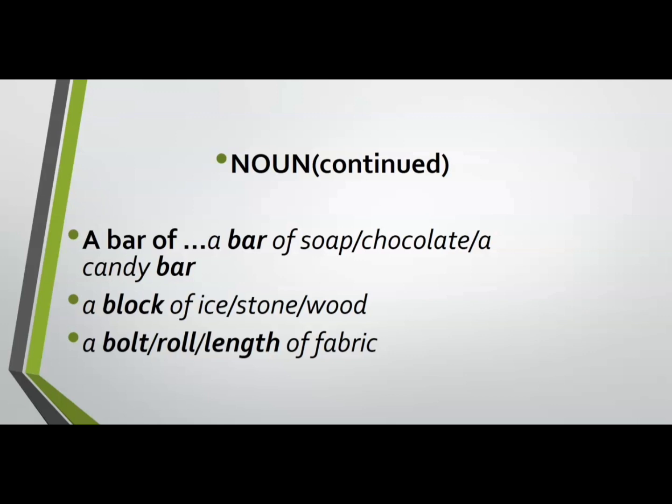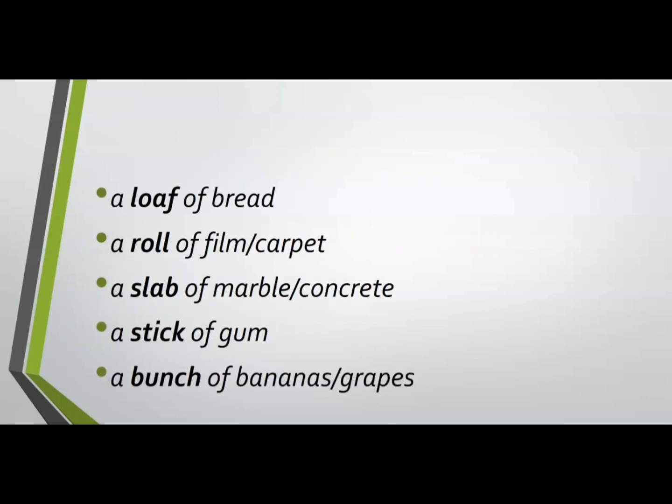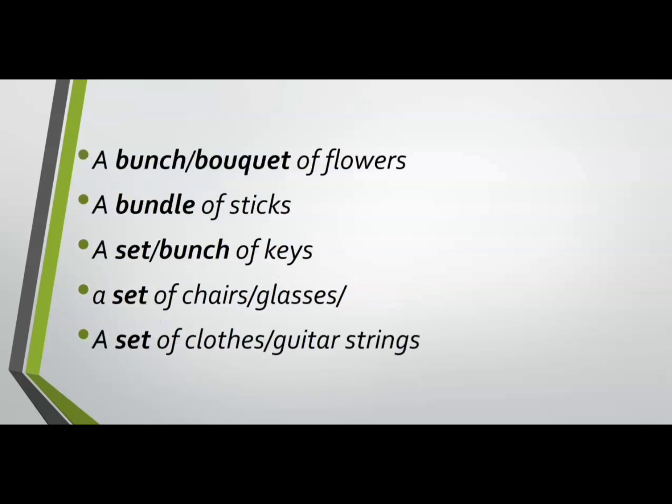A block. Block is used for ice. So you see different terms, different words are used with different uncountable nouns. So a block of ice, a block of stone, a block of wood, for example. A bolt of fabric, a roll of fabric, or a length of fabric. A loaf of bread. Loaf is like a big piece, or you can say complete bread. A loaf of bread. A roll of film, a roll of carpet. A slab of marble or concrete, a stick of gum, a bunch of bananas or a bunch of grapes, a bunch or bouquet of flowers.